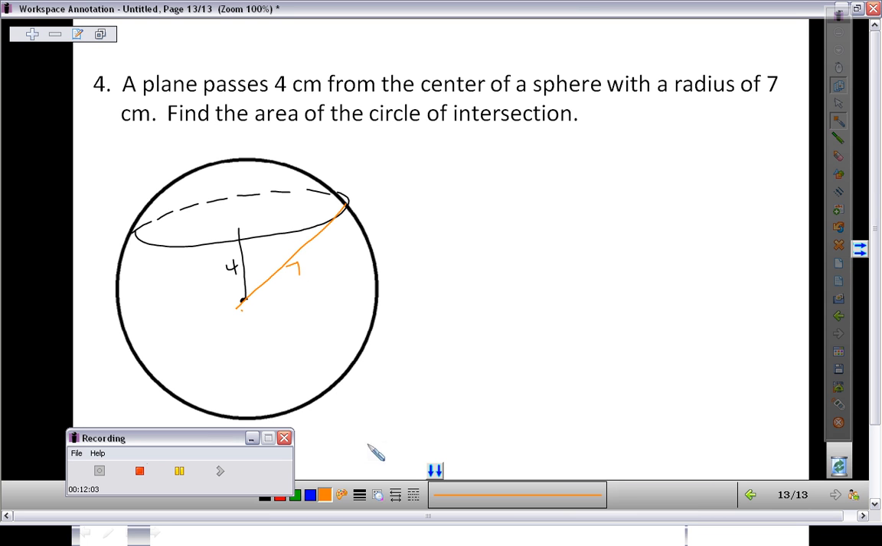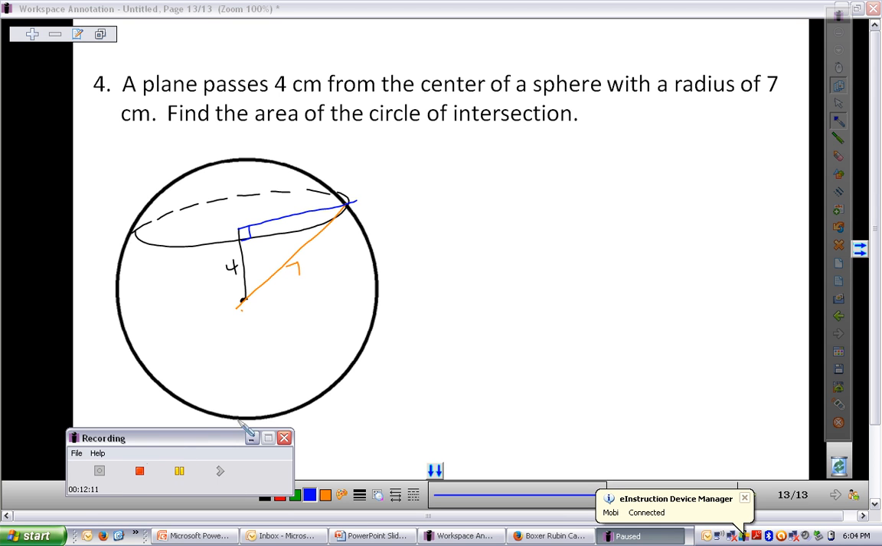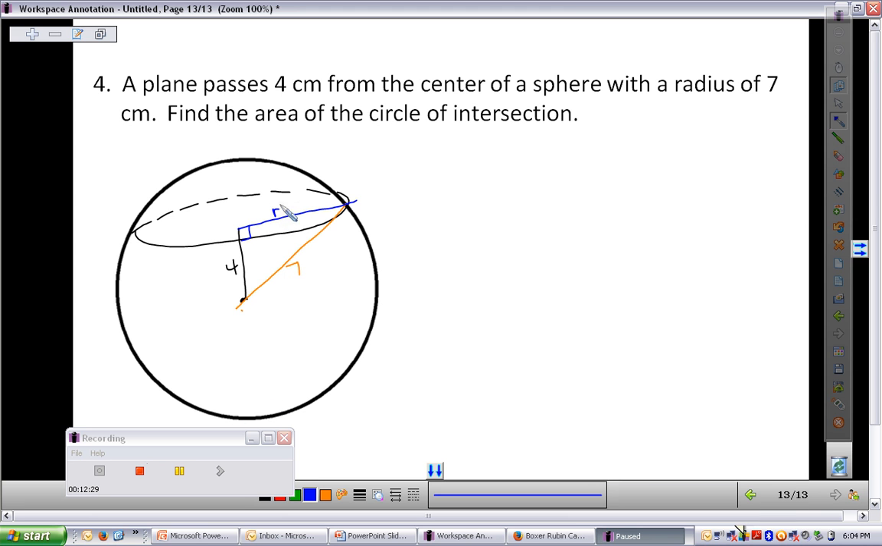I do that, there's my 7 centimeters, because now I know that this forms a 90-degree angle. Again, we're going to move it from the center to the edge of the circle that's intersecting the sphere, because there forms a right angle and a right triangle. The missing side of this right triangle is going to be the radius of the circle of intersection. As we've done for a very long time now, we find the missing side of a right triangle with the Pythagorean theorem.